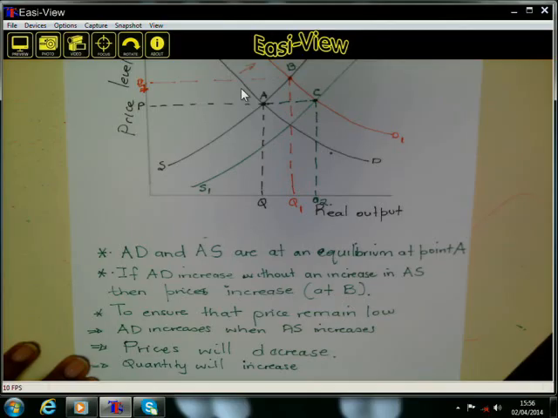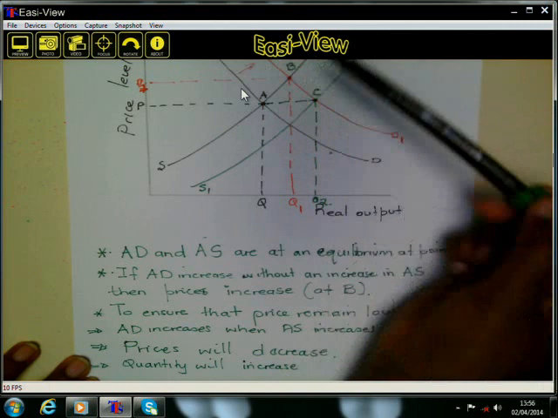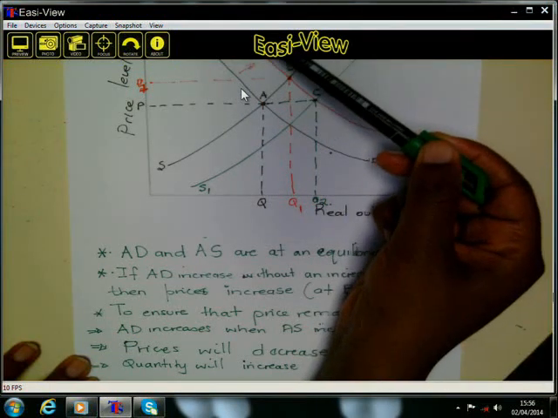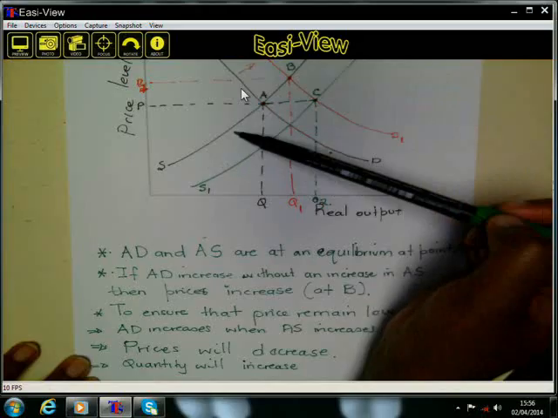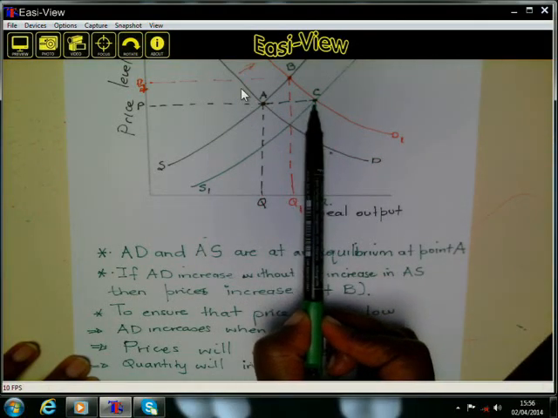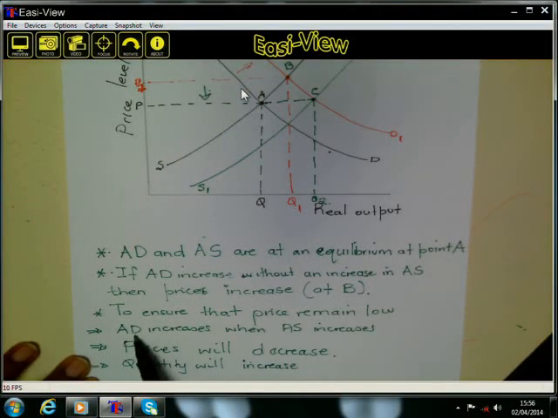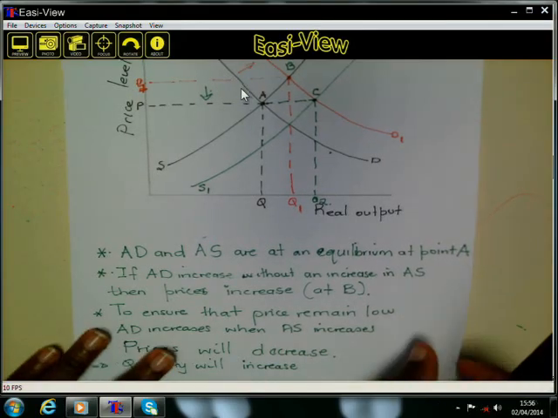So you see there that because we had a shift in aggregate demand from D to D1, and then supply shifted from S to S1, when they both shifted, we went back to a decrease in price. So when aggregate demand and aggregate supply increase together, we're going to have a decrease in prices. With that, it means the government can be sure that inflation will remain under control.